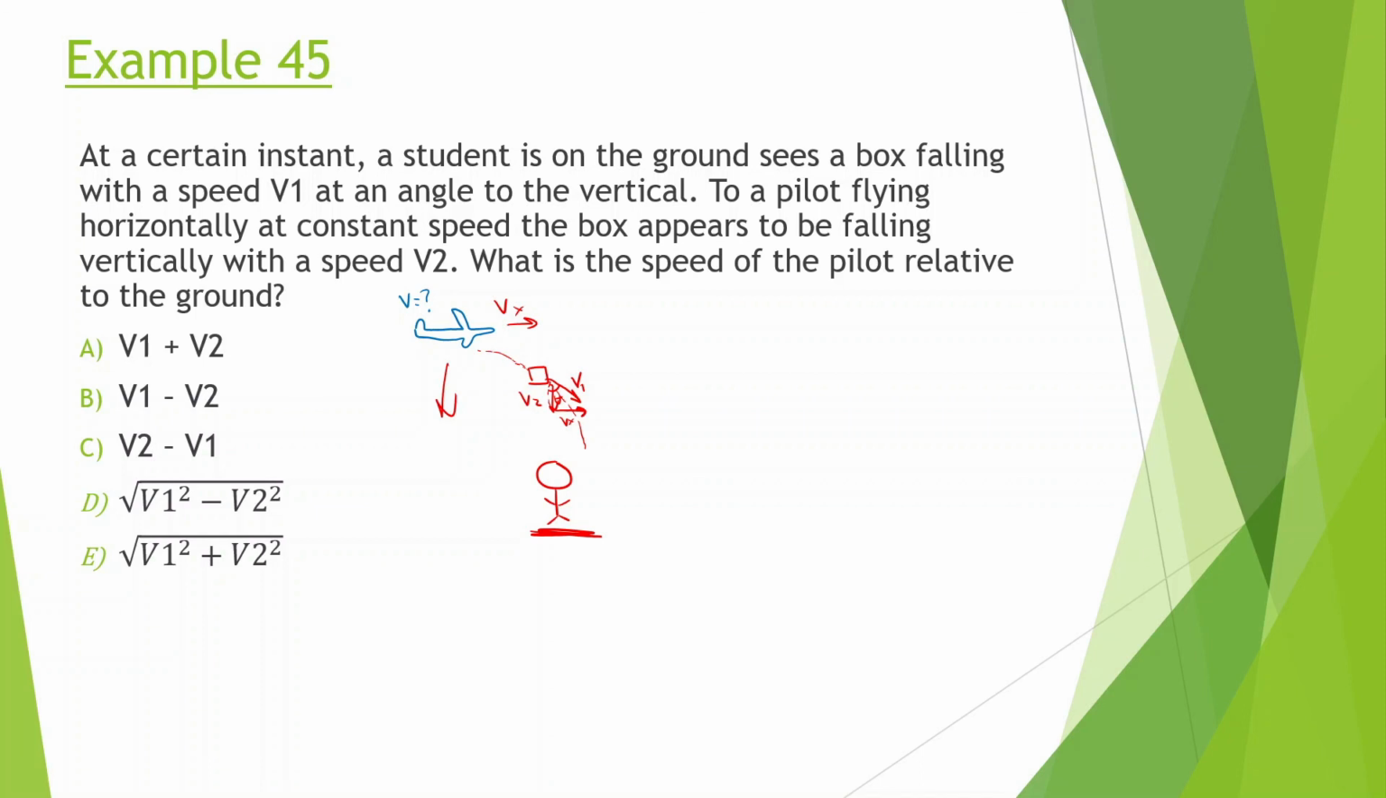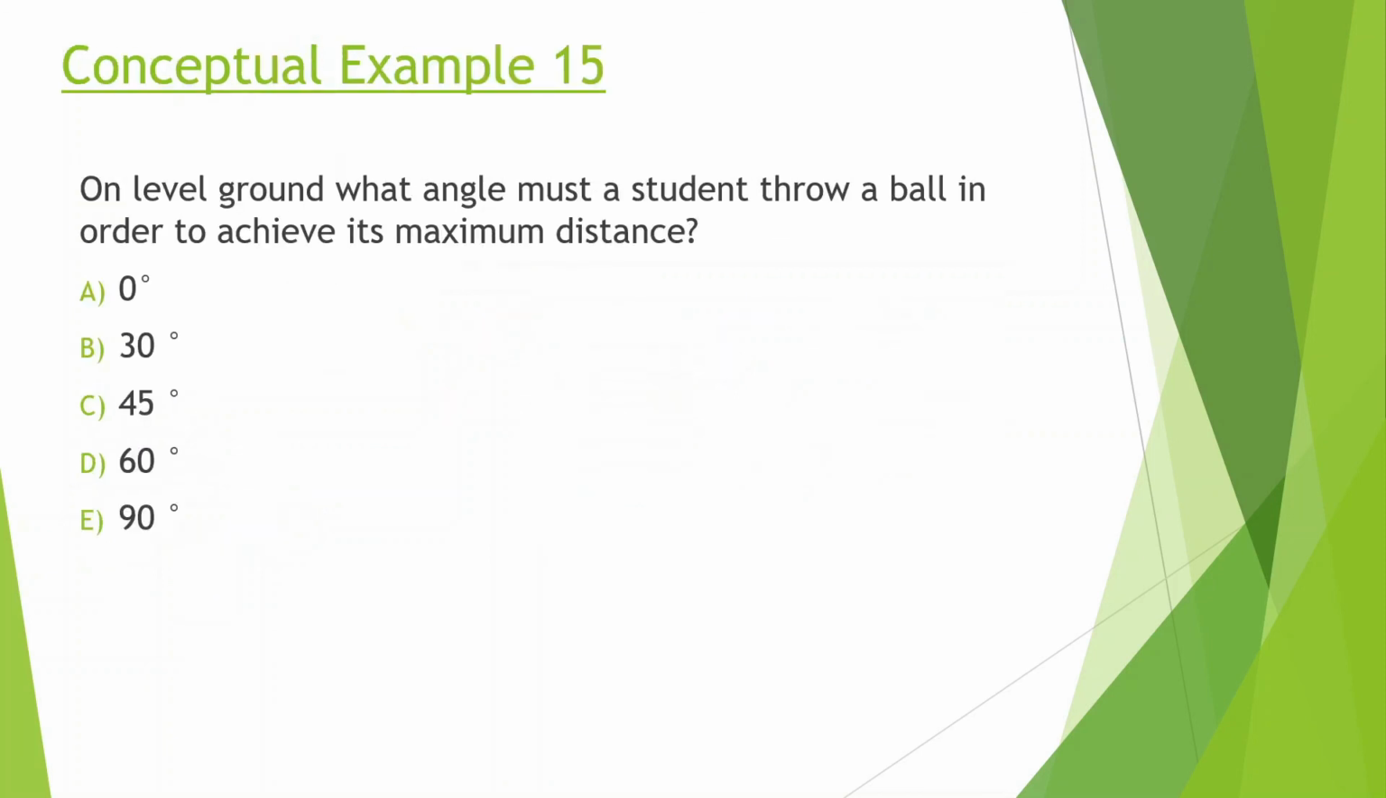So let's just do some Pythagorean theorem. What we should know is v1 squared is equal to v2 squared plus vx squared. Okay? So if we're just trying to isolate vx, we should know that v1 squared minus v2 squared is equal to vx squared. So get rid of that by doing square root, and then we get the square root of v1 squared minus v2 squared. Okay? All right, last one.